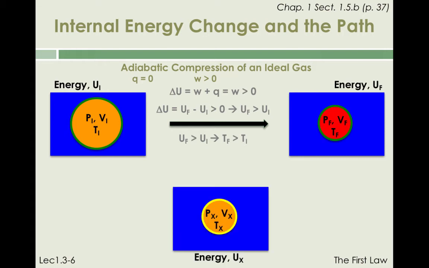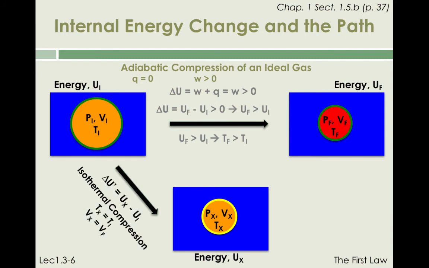Let us now carry the transformation of the system from state I to state F using a different path, going through an intermediate equilibrium state which we will call state X. The state X is chosen so it exhibits the same temperature as the initial state I and the same volume as the final state F. The first stage of this new path is therefore an isothermal compression, since Tx equals Ti and Vx, which is the same as Vf, is less than Vi.